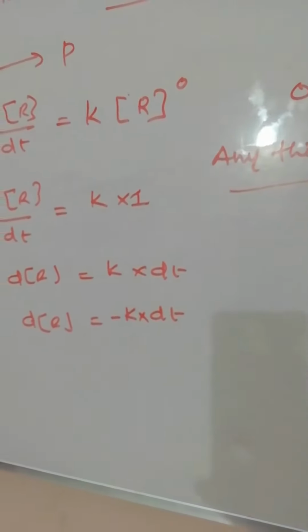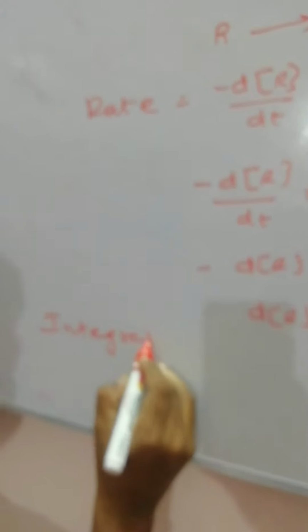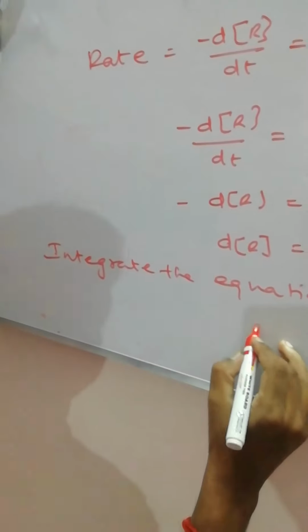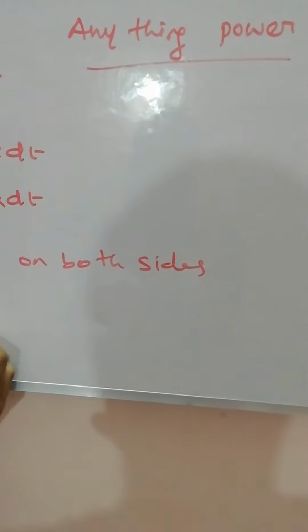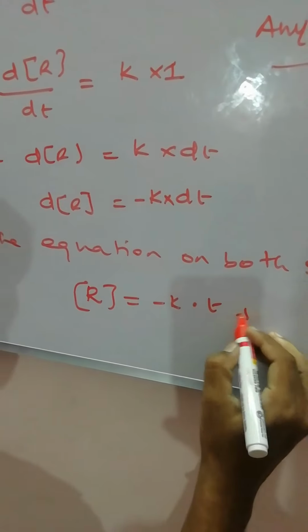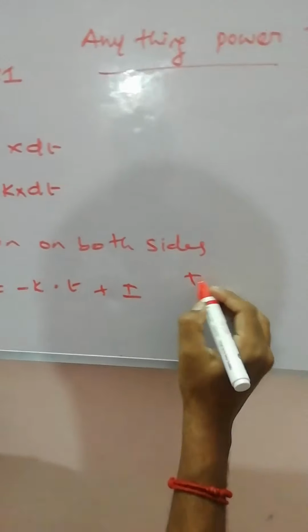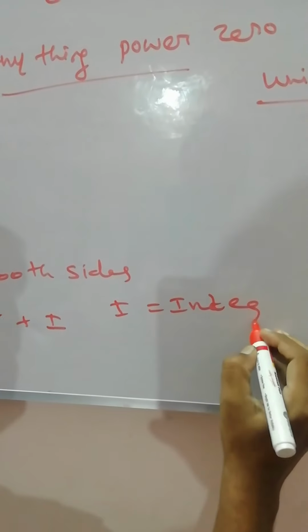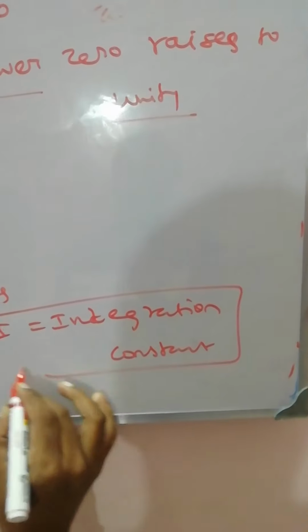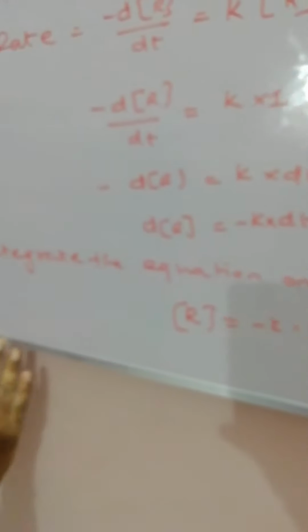Okay, now we have to integrate the equation on both sides. If we integrate, the differentiation is gone. So R is equal to minus K into t plus I, where I is the integration constant. I is nothing but the integration constant here, children. Okay, so integrated.